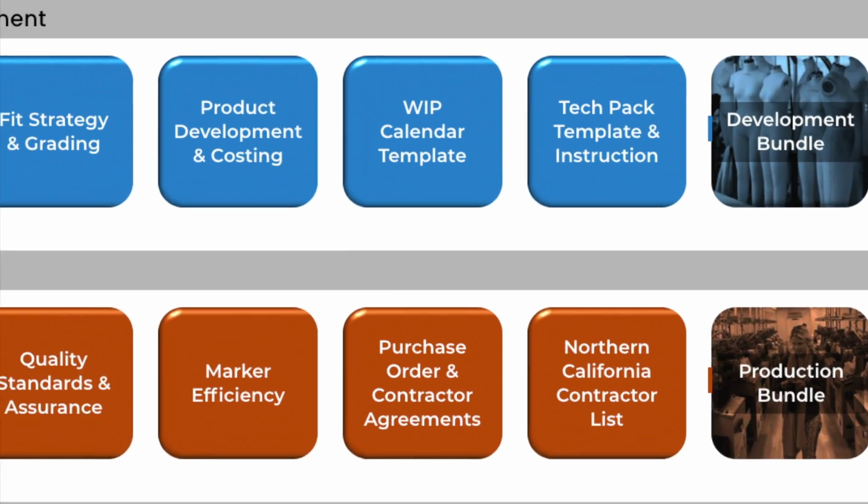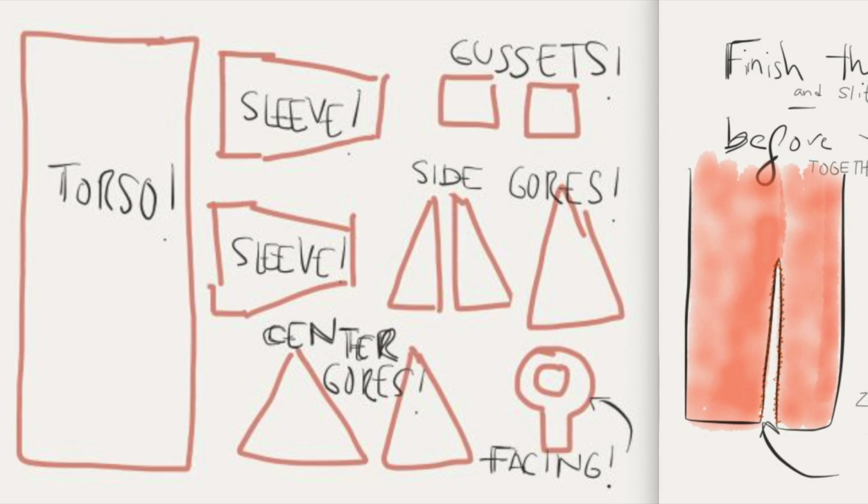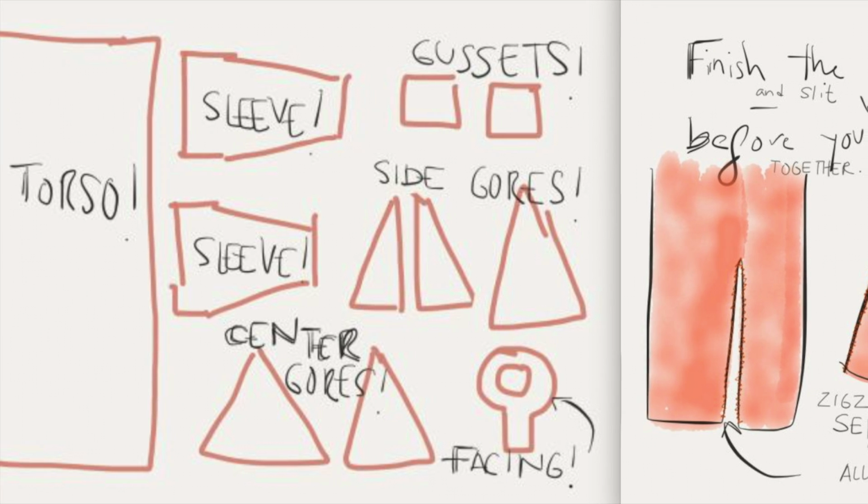Product Development Step 5, a tech pack. The most important communication tool for sewing construction is a correctly sewn sample. The second most important communication tool is an accurate tech pack. Your tech pack reflects your brand's level of professionalism.